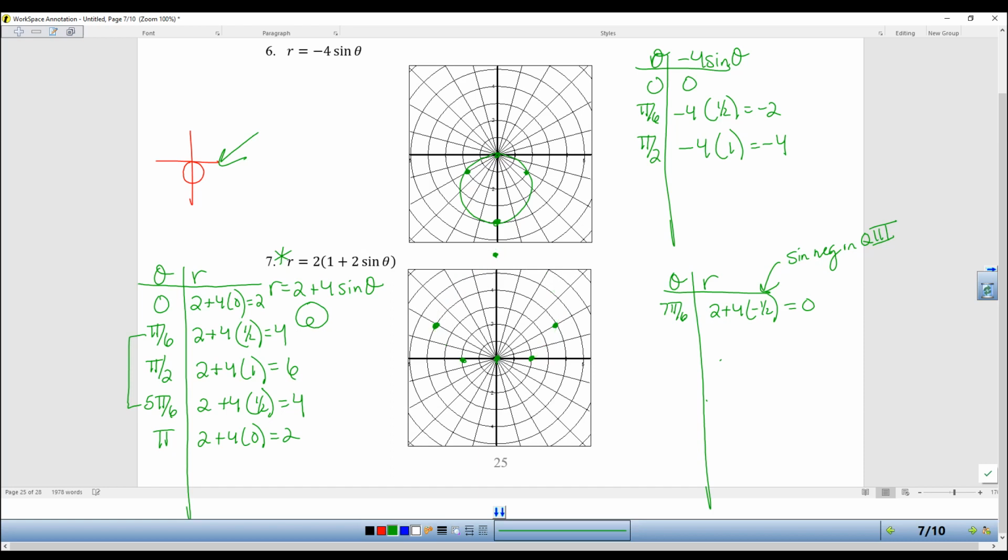Oh, I can't have that. That was so bad. And then it reaches at 0.